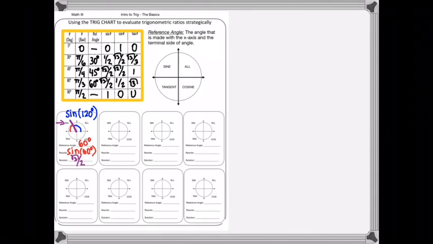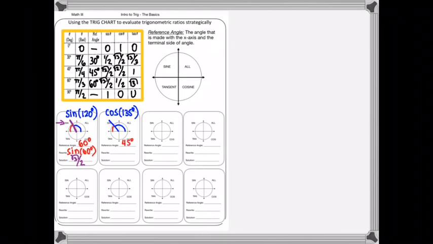Okay, let's take a look at another one. In this one we have the cosine of 135 degrees. So that means it is going to be right here, and that is the 135 degrees, and the reference angle that is going to complete the 180 is going to be 45.